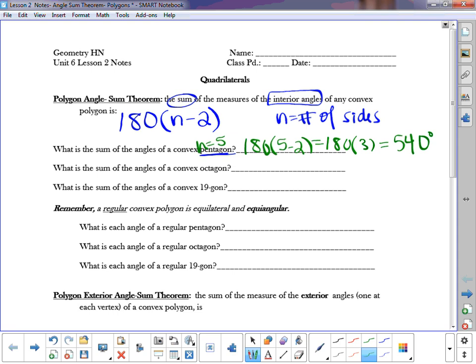What's the sum of the interior angles of a triangle? Yeah, 180. So before we would take your angles, add them to be 180. Well, now we have to use this formula to first know how many degrees are inside of it.